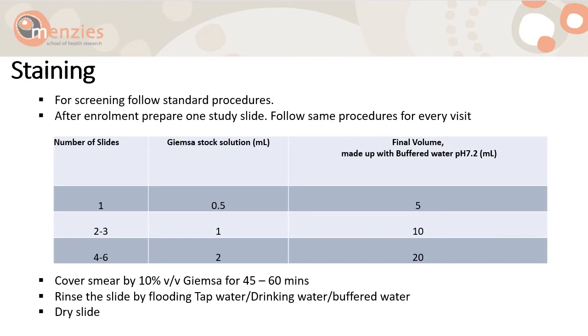So when the thick and thin films are completely dry, you can stain them. For screening, follow standard staining procedures. After enrolment, prepare one study slide. Follow the same procedures for every visit. Cover the smear with 10% V/V Giemsa for 45 to 60 minutes. Rinse the slide by flooding tap water, drinking water, or buffered water, and then dry the slide.